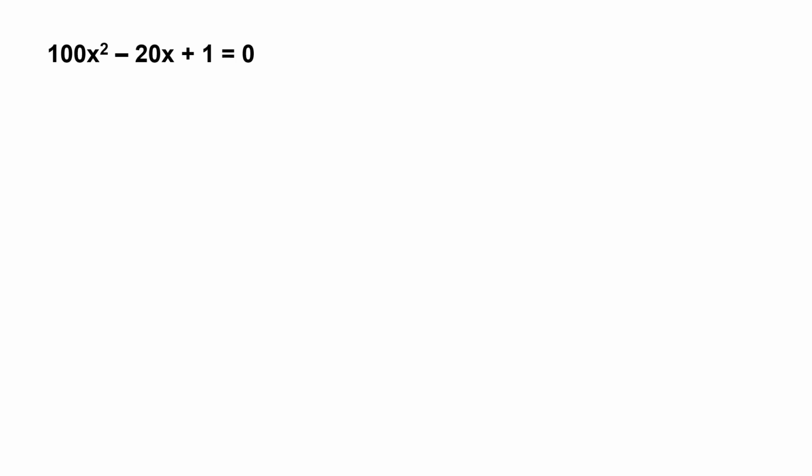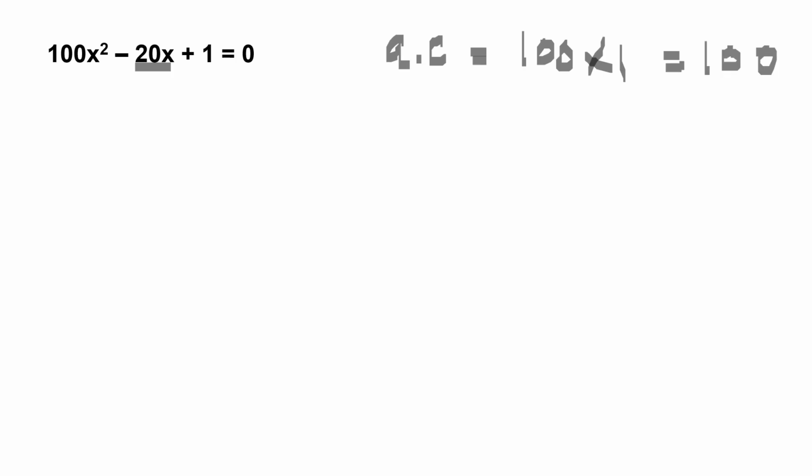Let us solve one more question. 100x square minus 20x plus 1. So we are going to split the middle term. So what is a into c? A into c is 100 into 1. And what is the sum? B is minus 20. So we should find out two factors so that AC will be 100 and the sum will be 20. So how we can split this?